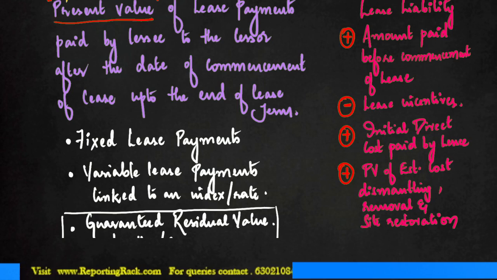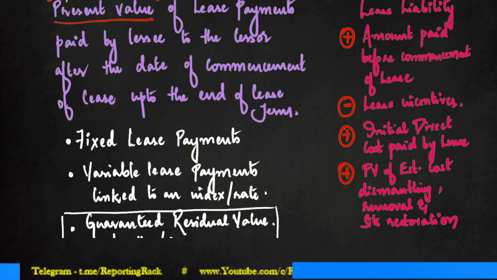Number 1, relocation bonus. Relocation cost which is being reimbursed, or the earlier penalty which I had to pay to the existing lessor if it is paid by the lessee or by the new lessor, or if the new lessor is compensating me for the penalty which I am paying to the earlier lessor, that amount is considered to be a lease incentive. Such lease incentive should reduce the value of ROU asset.